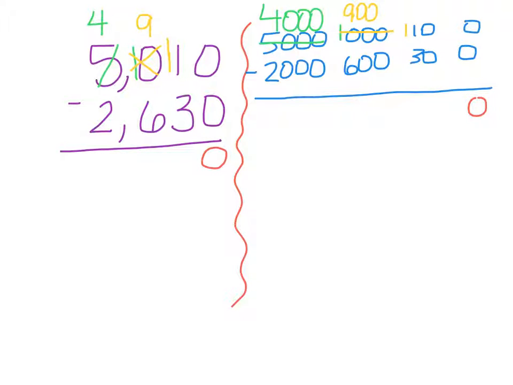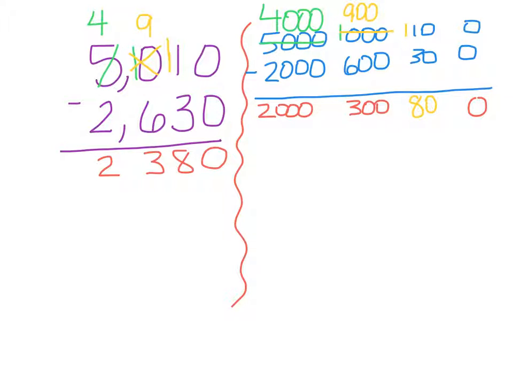All right, so now we're looking at 110 minus 30, which is 80, or 11 minus 3, which is 8. 900 minus 600 is 300, or 9 minus 6 is 3. And then 4,000 minus 2,000 is 2,000. 4 minus 2 is 2.